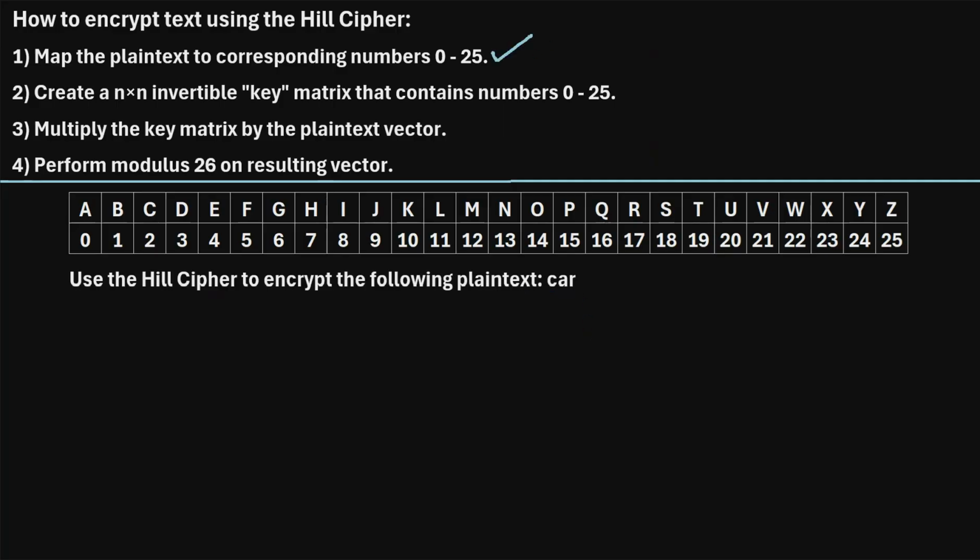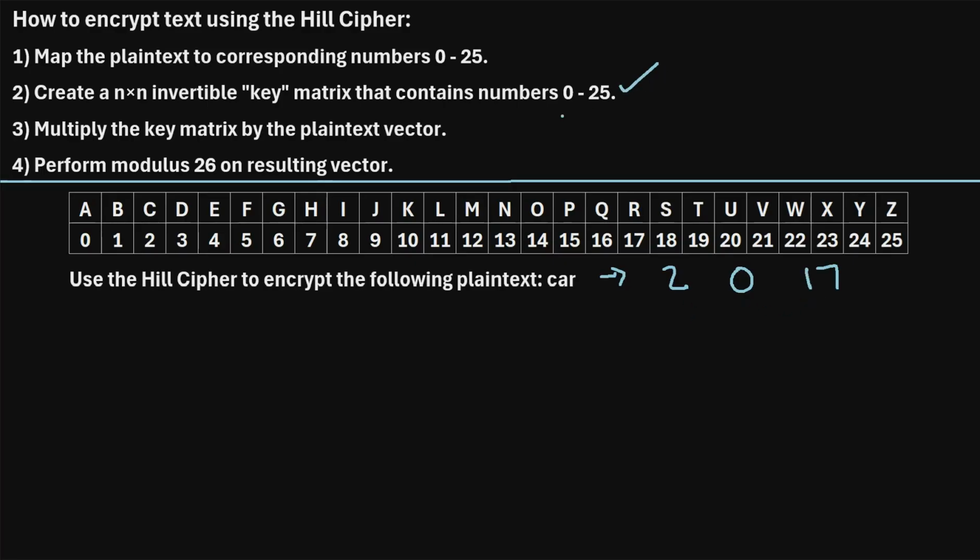Step 1 of the Hill Cipher says map the plain text to the corresponding numbers 0 through 25. So if we have the alphabet that ranges from A to Z, we're going to map those letters to the numbers 0 through 25. So for example, the letter C, we can see that maps to the number 2. So we'll write 2. And then the letter A, we can see that maps to the number 0. So the next number is 0. And then the letter R maps to the number 17. So we have 2, 0, 17.